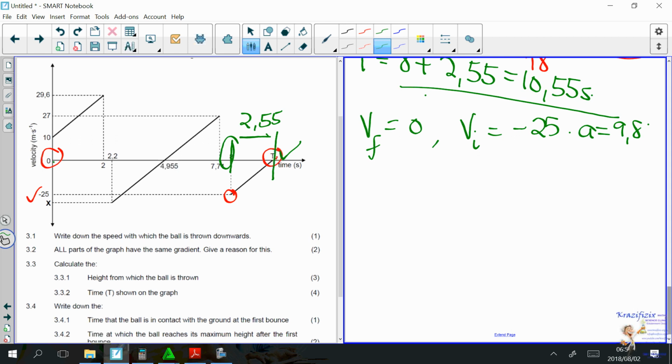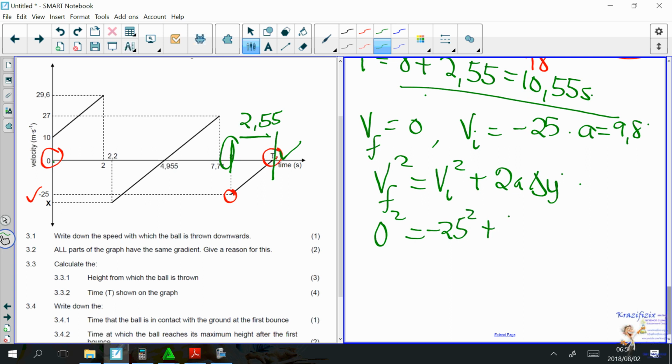If we were to work out something else, can we work out something else? All right. By now saying that Vf squared equals Vi squared plus 2a delta y. Again, don't use delta x. All right? Don't use delta x. What am I looking for here? I can look for my delta y. My Vf is 0 squared, negative 25 squared, plus 2 times 9,8.